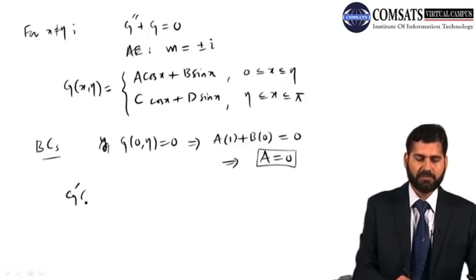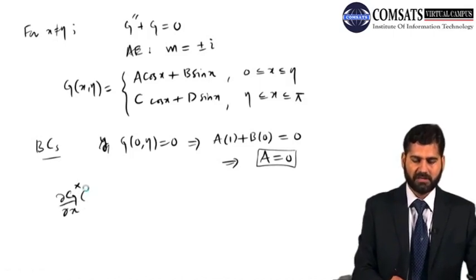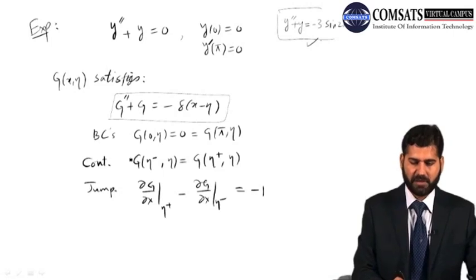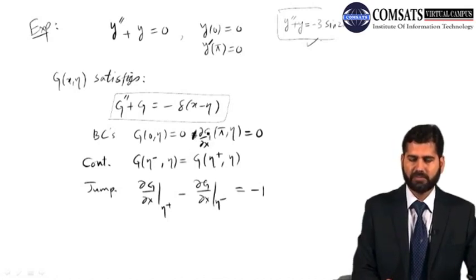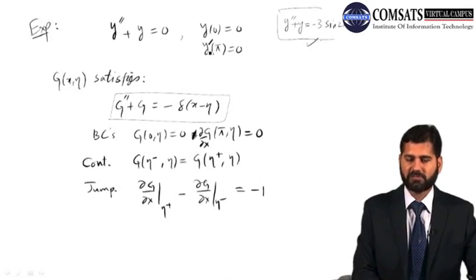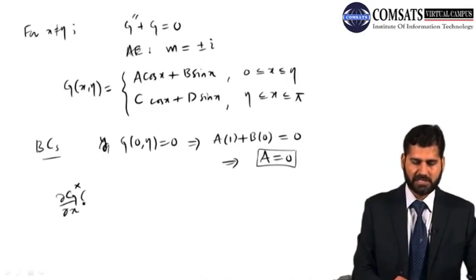The second condition is g prime, that is, partial g by partial x at pi, eta, is equal to 0, because y prime at pi is equal to 0. The derivative is with respect to x, so the derivative of g with respect to x is partial g by partial x at pi, eta.